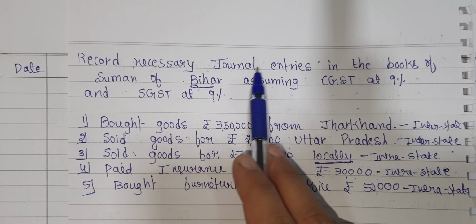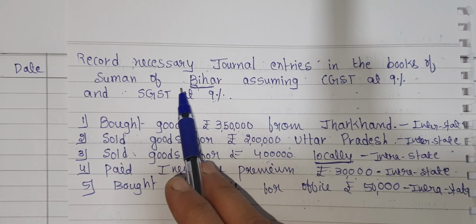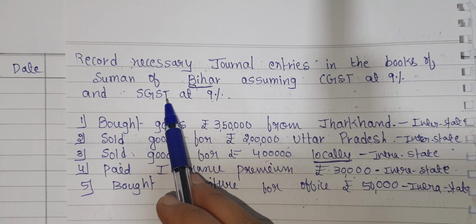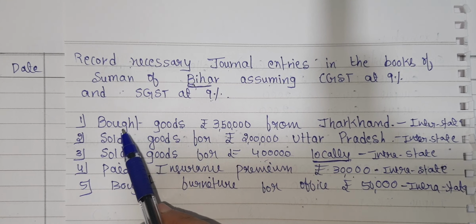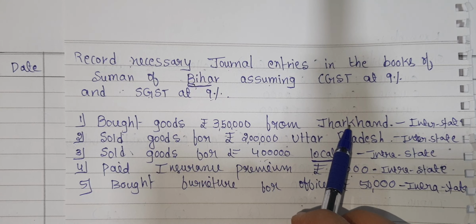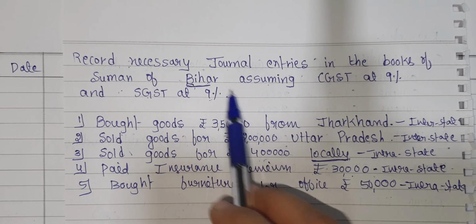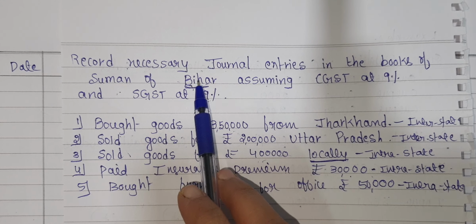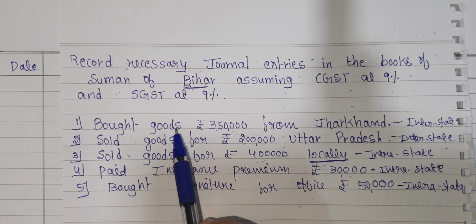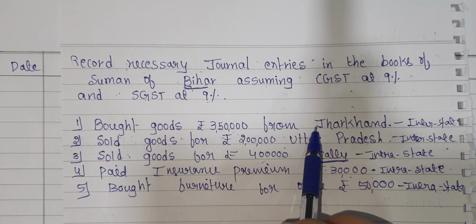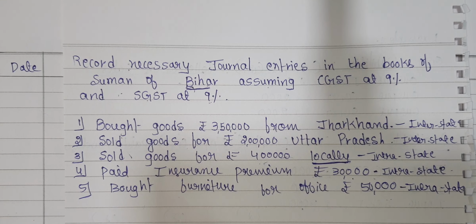Record necessary journal entries in the books of Suman of Bihar, assuming CGST at 9% and SGST at 9%. First one, bought goods rupees 3,50,000 from Jharkhand. From Jharkhand means Bihar and Jharkhand are different states. The business of Bihar bought the goods from Jharkhand, which means this transaction falls under interstate.